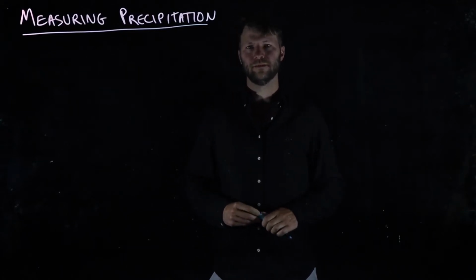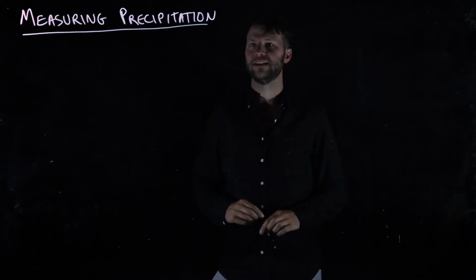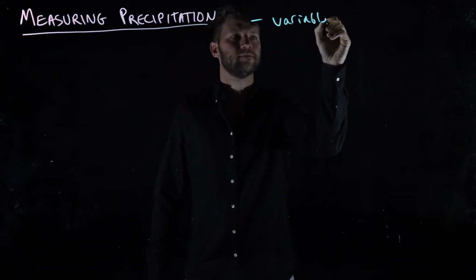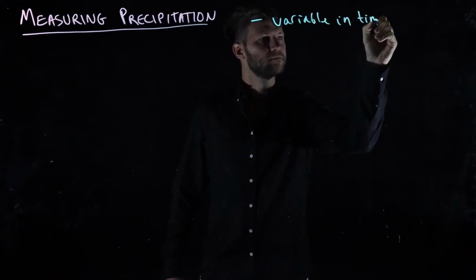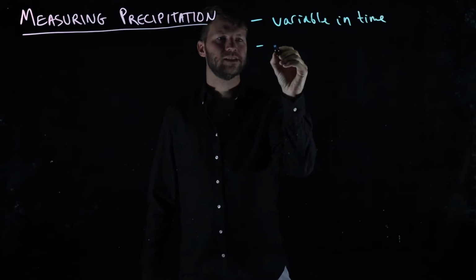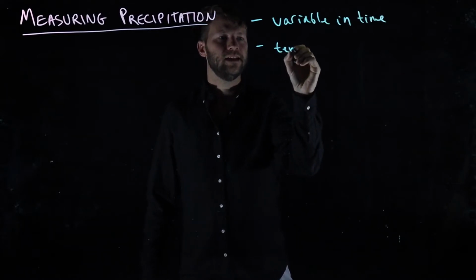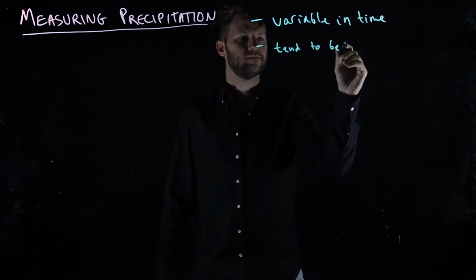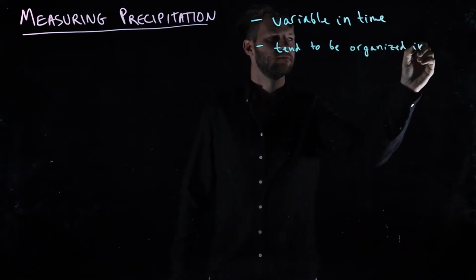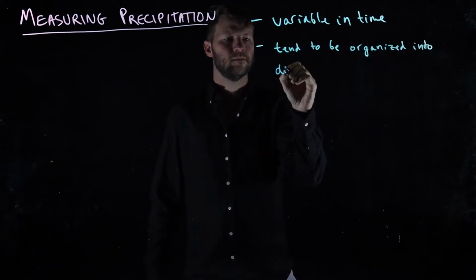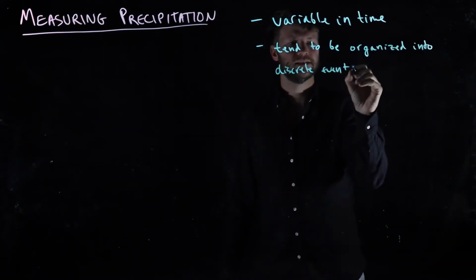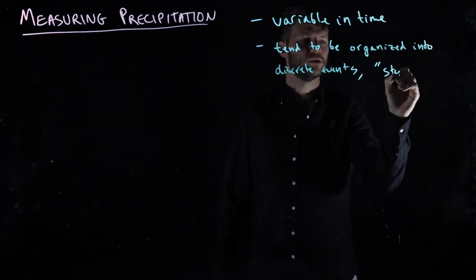One thing that we know from measuring precipitation around the world is that it's extremely variable in time. And because it's sometimes raining, sometimes not, we see that precipitation events tend to be organized into discrete events. And most hydrologists tend to call these events storms.